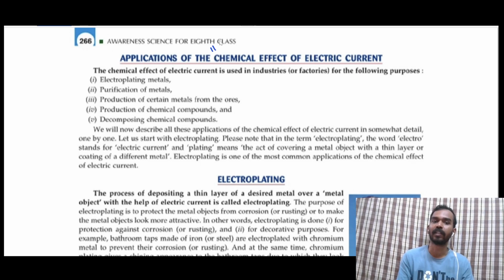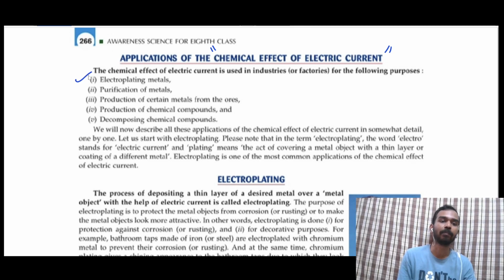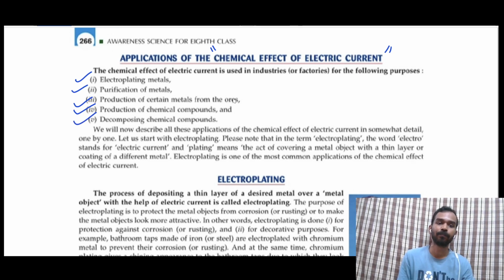What we learned is, when current passes through some kind of liquid and you dip some electrodes, you will see some kind of chemical effect. The chemical effect of electric current can be used to electroplate metal, purify metal, produce certain metals, produce some chemical compounds, and decompose them. Okay, some decomposition I am writing. You have sulfuric acid and you try to break it into H2 and sulfate ions. This will deposit. Or you can produce hydrogen gas from water.